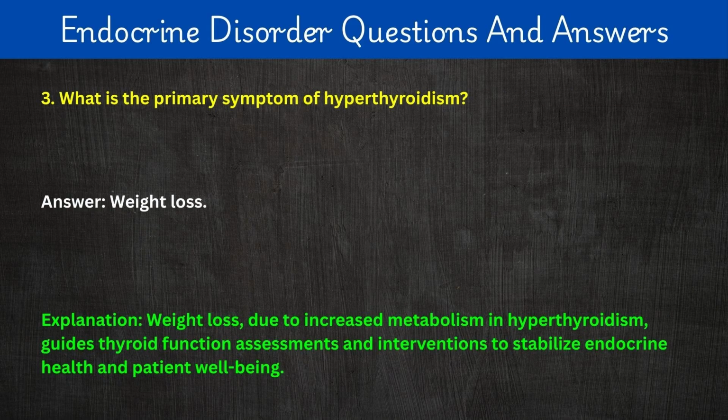3. What is the primary symptom of hyperthyroidism? Answer. Weight loss. Explanation. Weight loss, due to increased metabolism in hyperthyroidism, guides thyroid function assessments and interventions to stabilize endocrine health and patient well-being.